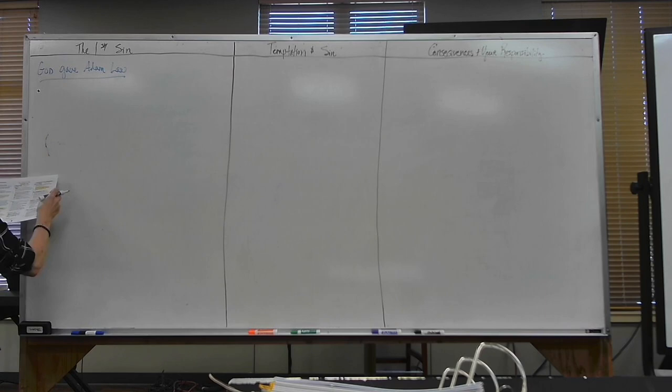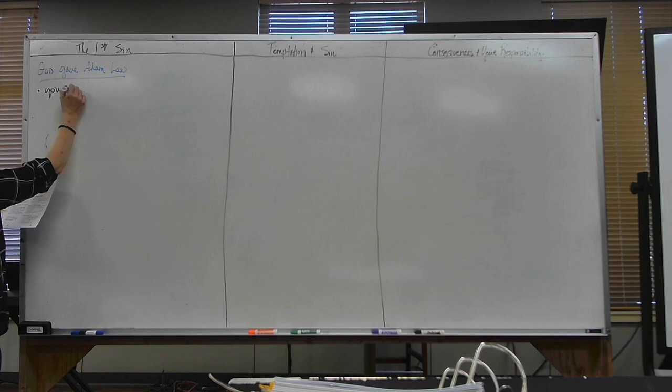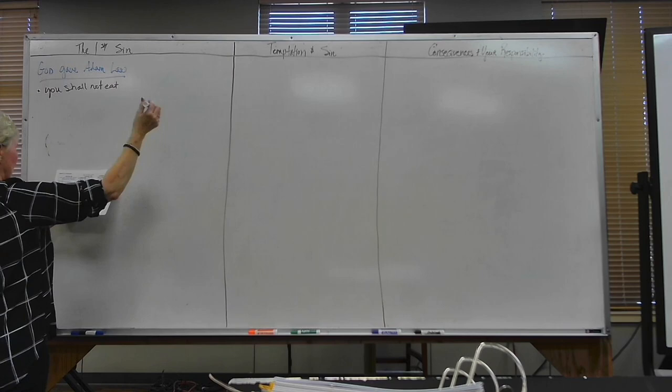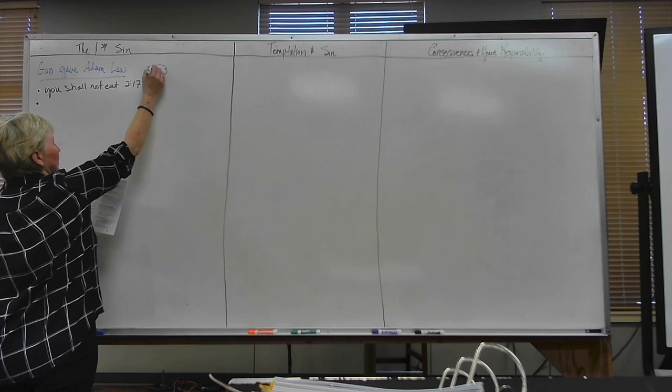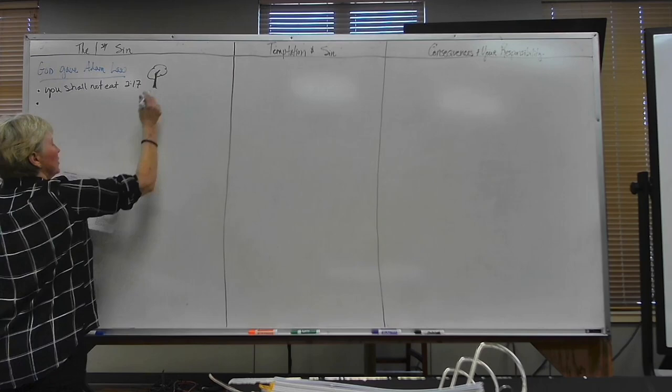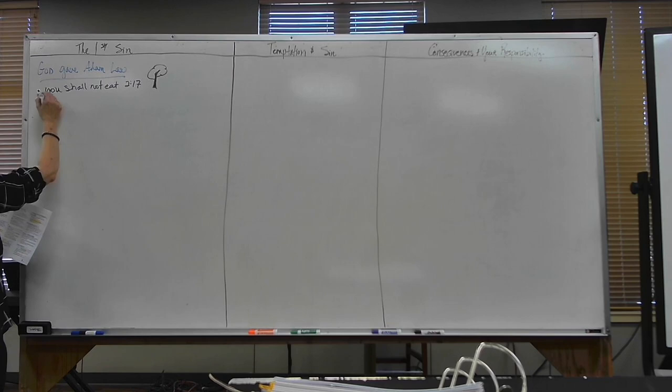You shall not eat, and it was of that one particular tree, right? So I'm just going to leave it at that, 2:17, so I don't have to give you a lot of detail on that. You shall not eat of that one tree, right? So there's your little tree. And then he gave him an understanding that if he did eat, what? He is going to die.